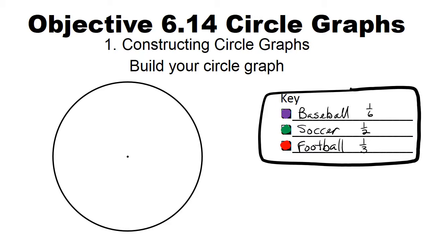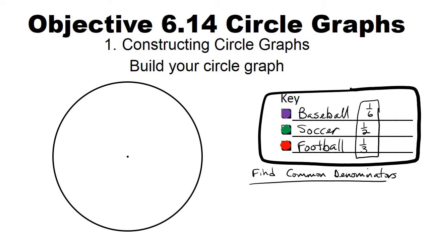So in order to complete our circle graph, we need to find common denominators of our fractions. So we're going to take our 3 fractions here that we have. In our common denominator, 6, 2, and 3, we're going to use 6. So we're going to rewrite our equivalent fractions. 1/6 stays the same. 1/2, the equivalent fraction is 3/6. And for football, 1/3, the equivalent fraction is 2/6.